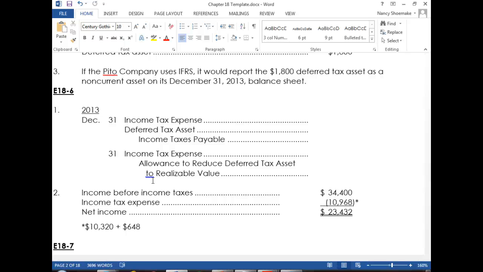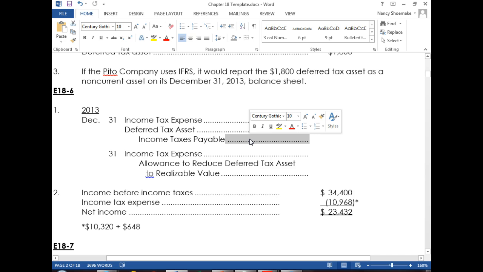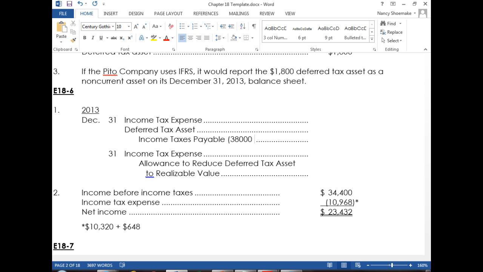What is our income taxes payable? What do we pay in income taxes, guys? We pay 38,000, right? Times 30%. So what's 38,000 times 30%? 11,400.